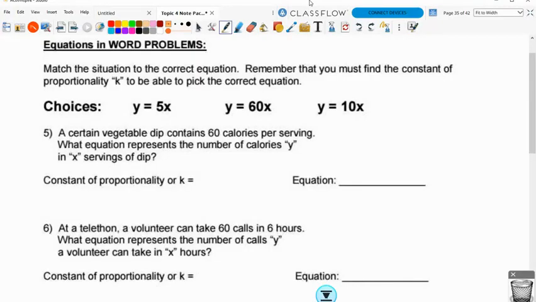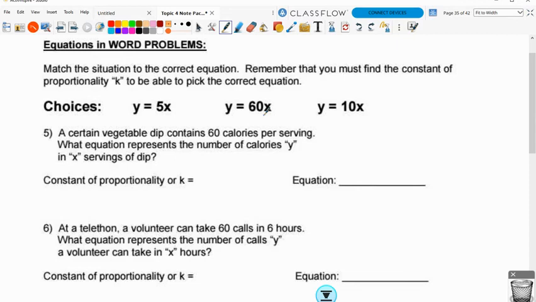In the next set of problems, we're going to show how we can find out equations from word problems. We're going to match the situation to the correct equation. Remember that you must find the constant of proportionality k in order to be able to pick out the correct equation. So the three equations that we have are y equals 5x, y equals 60x, and y equals 10x. All three of them represent proportional relationships because they're all in the form of y equals k times x.